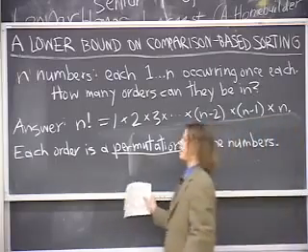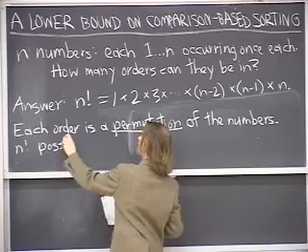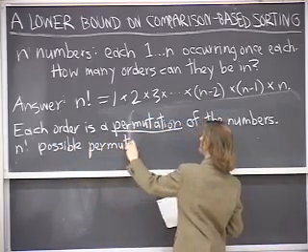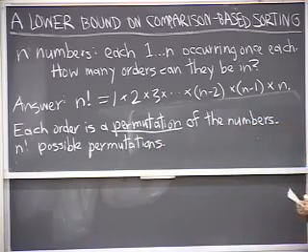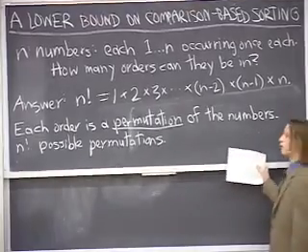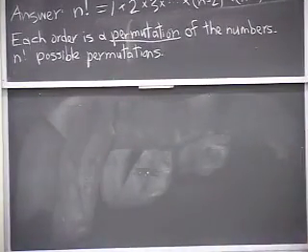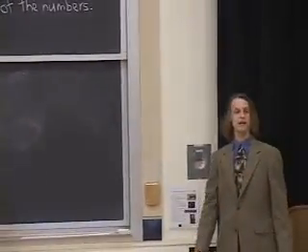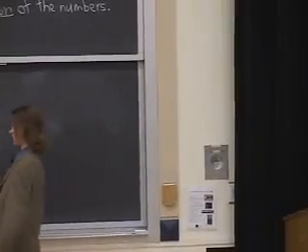And so what I'm saying is that there are n factorial possible permutations. All right, so before we get back to discussing how this relates to comparison-based sorts, I want to figure out how big the logarithm of n factorial is. And so let me make a few observations.